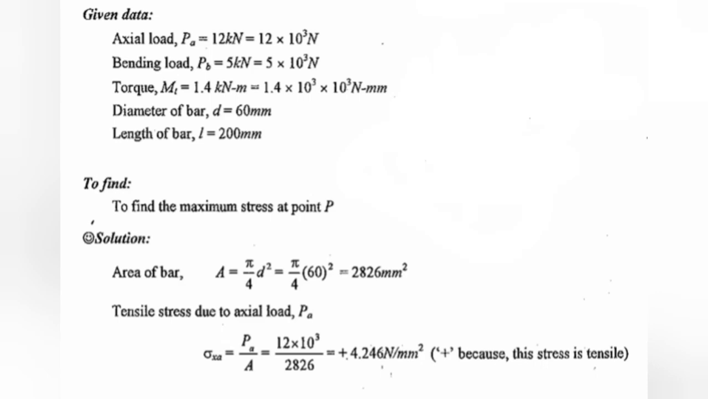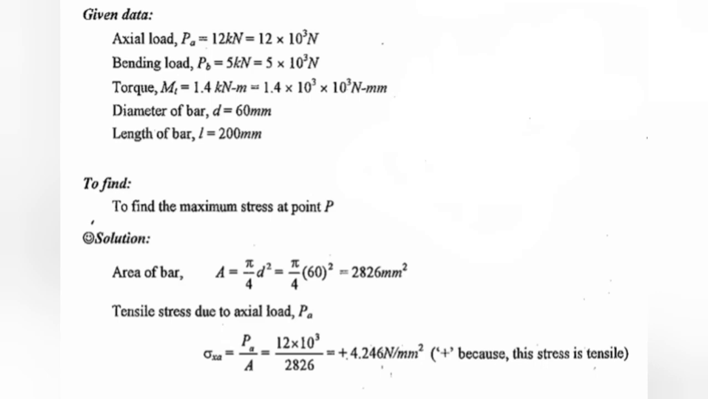Then there is the axial load and the bending load. First of all, due to the axial load, a tensile stress will be developed, which has the formula P by A. P is the force applied, so the force is 12 kilonewton. Converting into Newton, 12 into 10 raised to 3 by the area. So the tensile stress is plus 4.246 Newton per mm square. The positive sign is due to tensile stress.